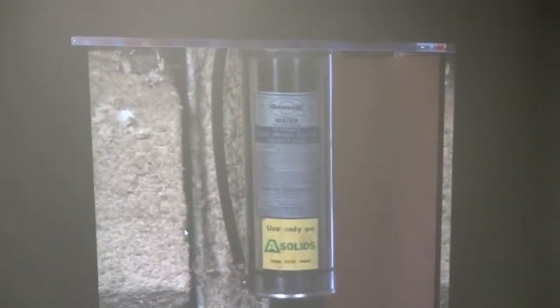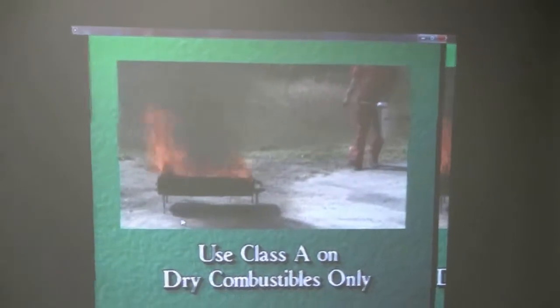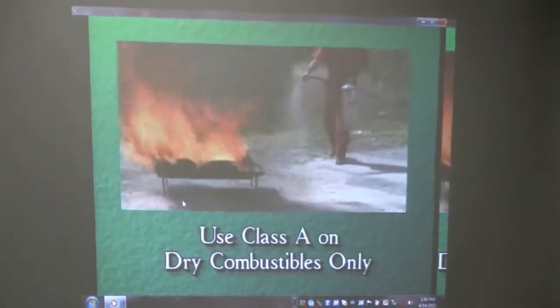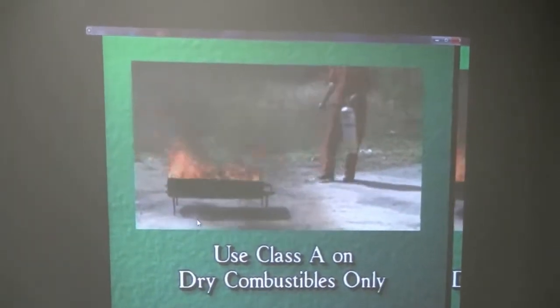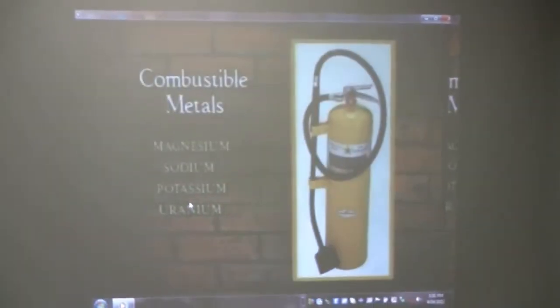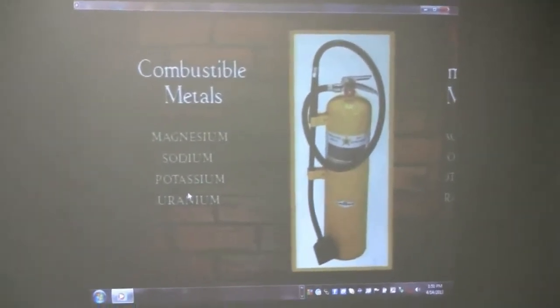For example, Class A extinguishers, which mainly consist of water, can compound the problem if used on an electrical or grease fire. The water may actually help spread the fire. An ABC extinguisher is also effective on a fire that has more than one fuel involved. ABC extinguishers are not effective against combustible metals.